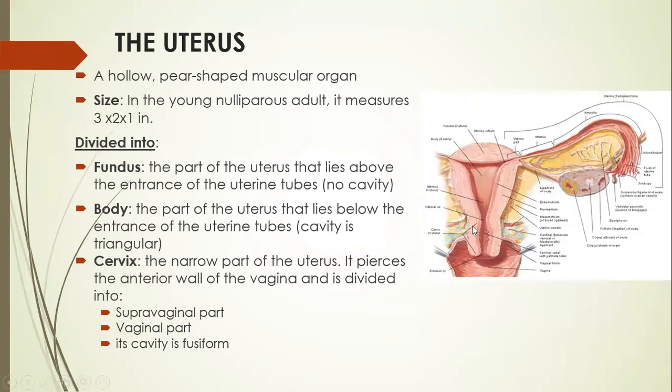One part above the vagina is called the supravaginal part, and the part below it is called the vaginal part, and its cavity is fusiform. Both ends are narrow and the middle part is broad. This is called fusiform. So there are 2 parts of this, supravaginal and vaginal, and the cavity is fusiform, and in the body the cavity is triangular.